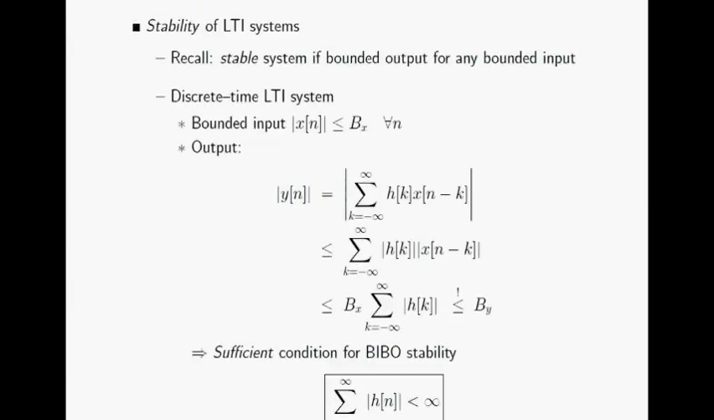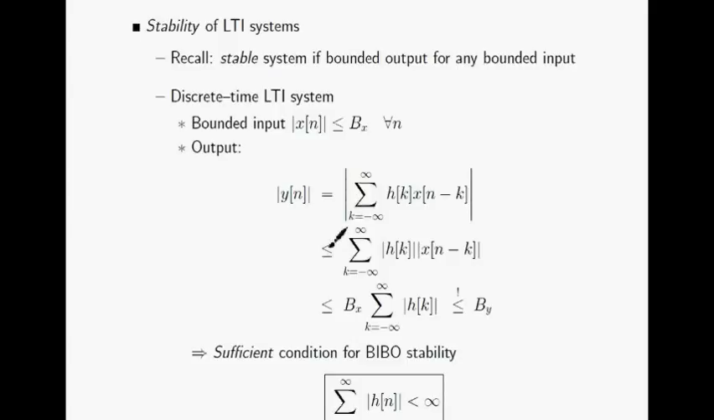Now let's see the stability of LTI systems. In the first unit I told you that stability follows the BIBO property, which is the bounded input bounded output property. So now if I take x of n as a bounded input for all n, let's see what happens to the output. So for the output we have taken the modulus outside.